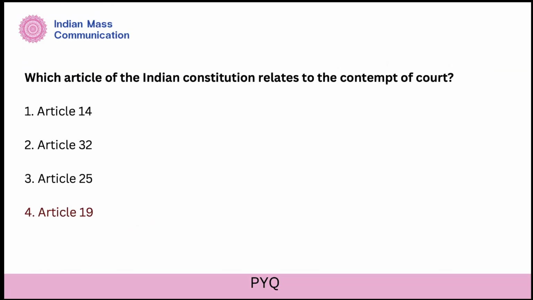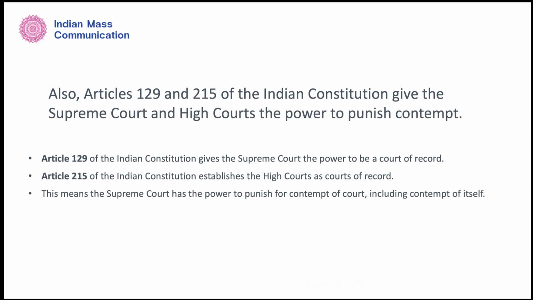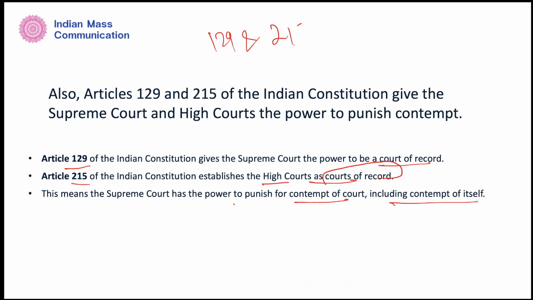Moving forward, there are several other articles in the Indian Constitution which are related to contempt of court. Article 129 and 215 give the Supreme Court and High Courts the power to punish contempt. Article 129 makes the Supreme Court a court of record. Similarly, Article 215 recognizes High Courts as courts of record. What does court of record mean? It means that these courts have the power to punish for contempt of court, including contempt of itself. So remember that Article 129 and 215 are also related to contempt of court.